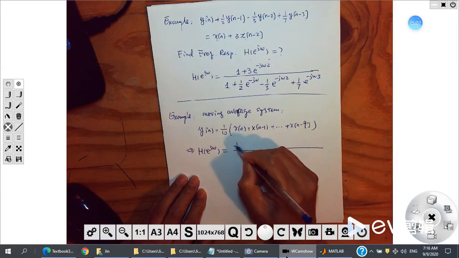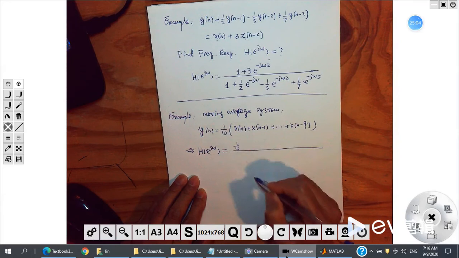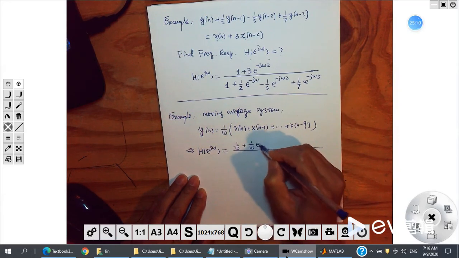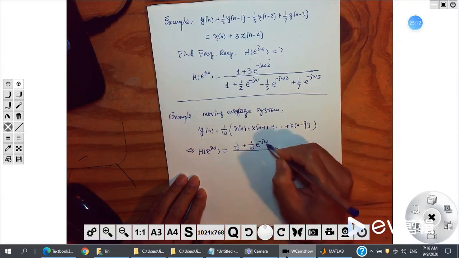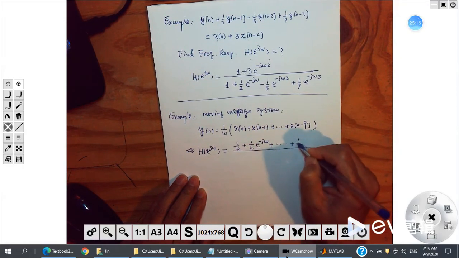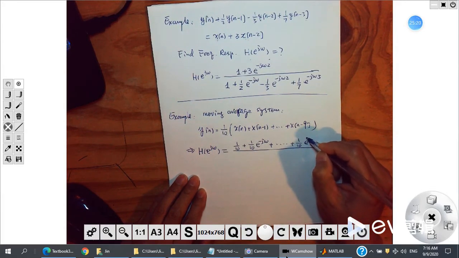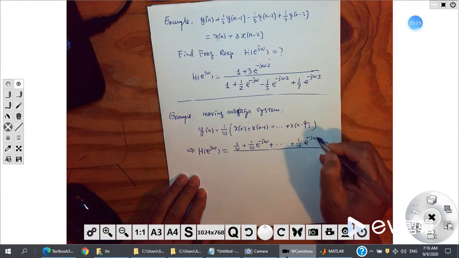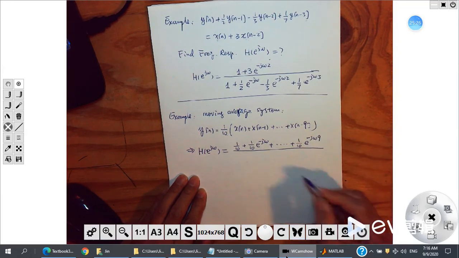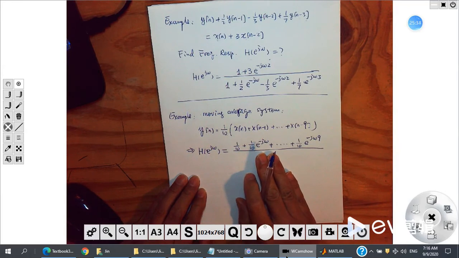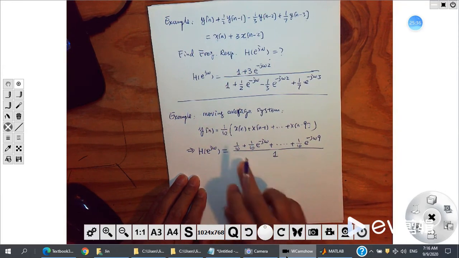Numerator, I have 1/10. The first term is just 1/10. The second term is 1/10, right? The coefficient is still 1/10, and e to the negative j omega. All of these coefficients are the same, 1/10, and shifted. Now they are shifted by 9, j omega times -9. And the denominator is just 1. So actually this is just the numerator part. You don't need the denominator, right? Just the numerator part. And here you see, we can do some change, right?